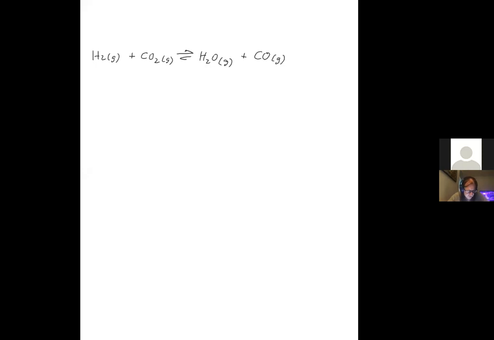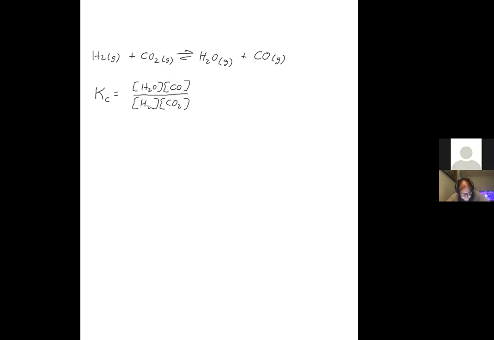Okay, so what I'm going to do is write out two expressions. The first one is Kc. It's the concentration of H2O times the concentration of CO divided by the concentration of H2 divided by the concentration of CO2. There's your Kc.